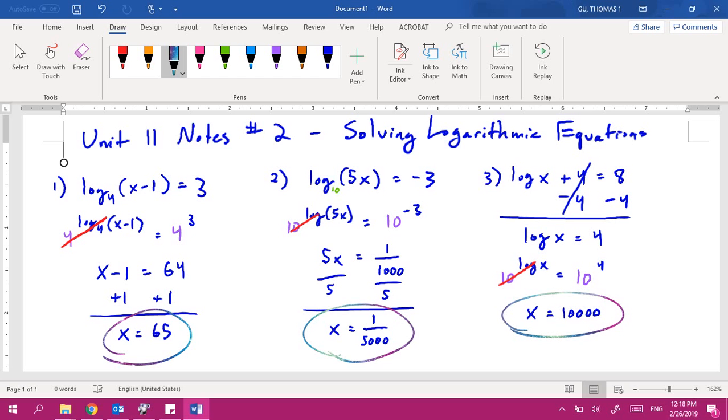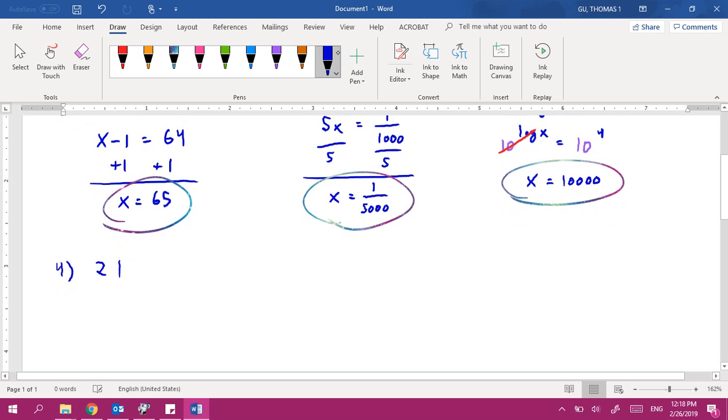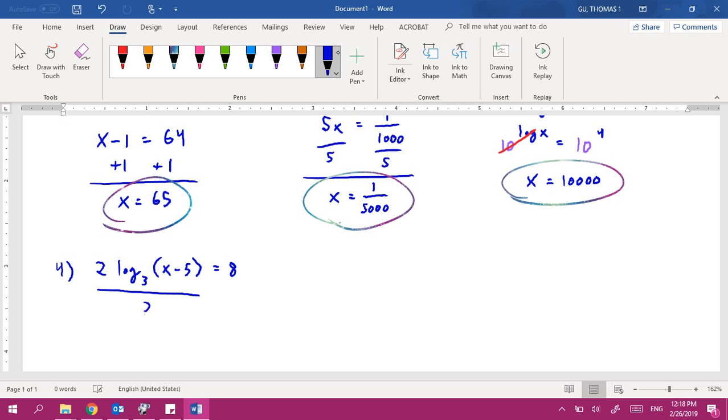All right, example 4. You guys are breezing through this one. Okay. Example 4, 2 times the log base 3 of x minus 5 equals 8. Now, on this one, what do you think we would do first? Divide by 2, very good, yes. Because that is 2 times log base 3. We don't want 2 times in front. We divide both sides by 2.